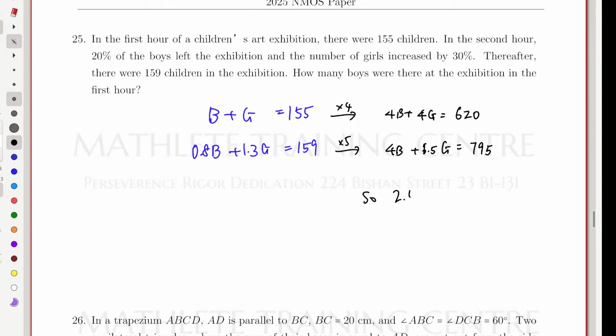So 2.5G is equal to 175. G will be equal to 175 divided by 5 times 2. That's how to divide by 2.5. So this equals 70 here. And since we already know G is 70, finally we know the number of boys at the exhibition in the first hour would then be 85.